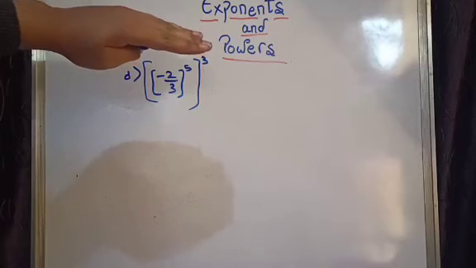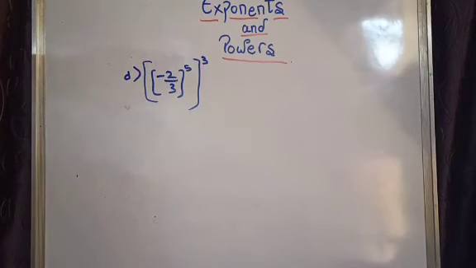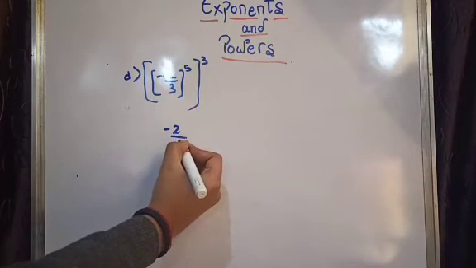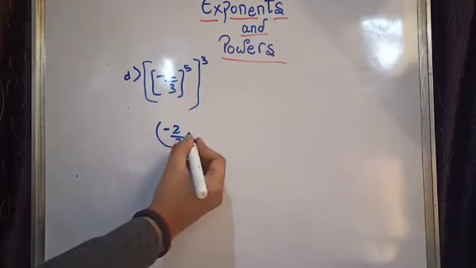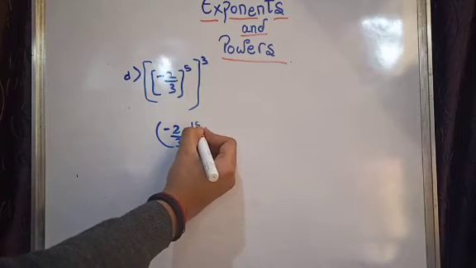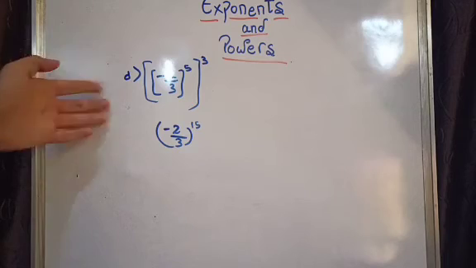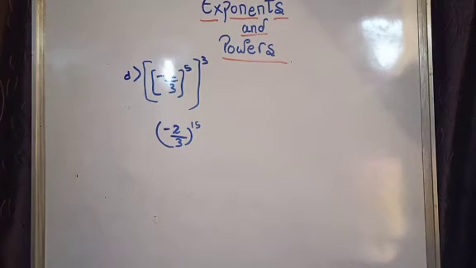Now what we have to do is that, see, as I have told you one rule that the powers get multiplied, so like that only we have to do. These powers are 5 and 3, they will be multiplied, so it will result as (minus 2 over 3) to the power of 15. And our exponential form is done. This one is too easy, it seems difficult, but it's easy to do.